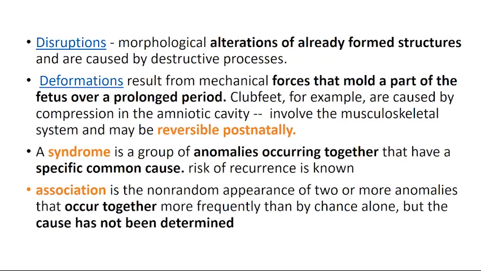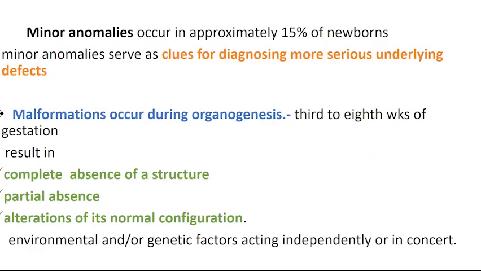Disruption is when an already formed structure becomes defective, distorted, or damaged by a destructive process. So these are the terms which can occur. You can have complete absence, partial absence, or alterations of its normal configuration. That is what we call alterations of its normal configuration: either the structure is not there, it is partially absent, or it is altered.